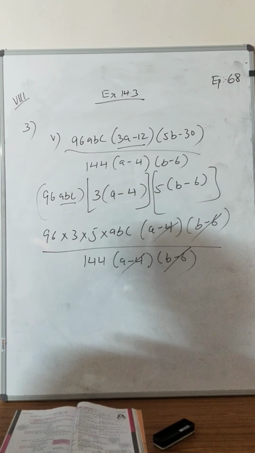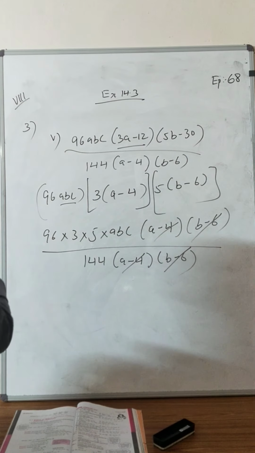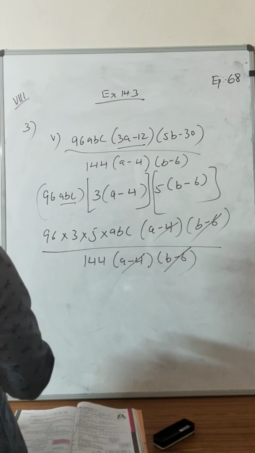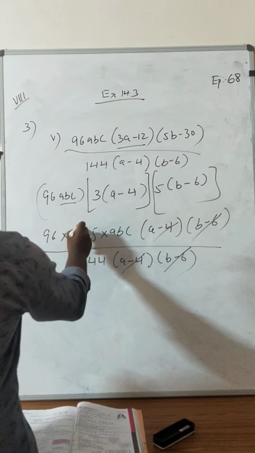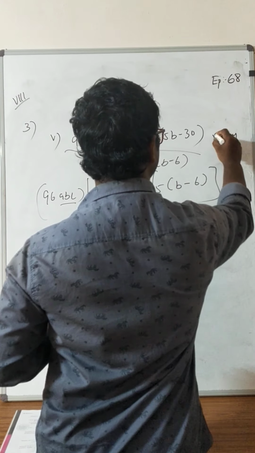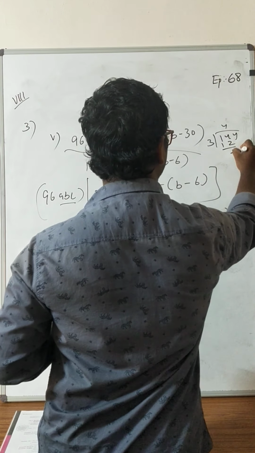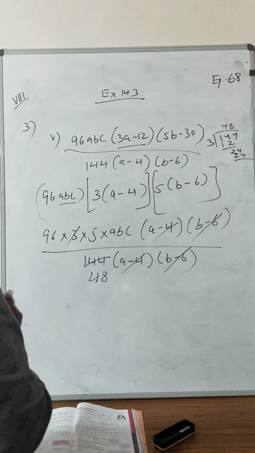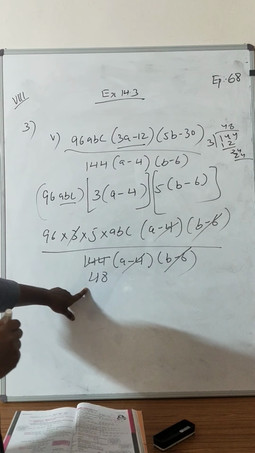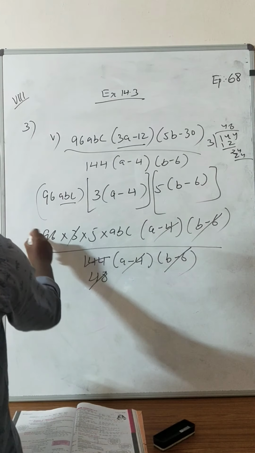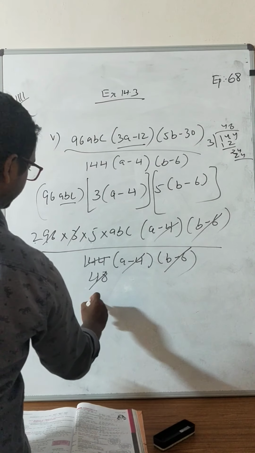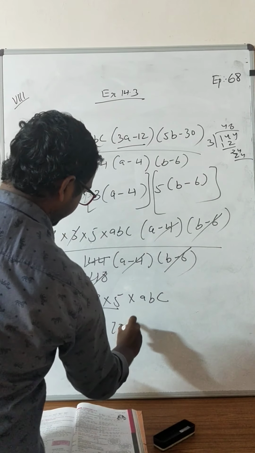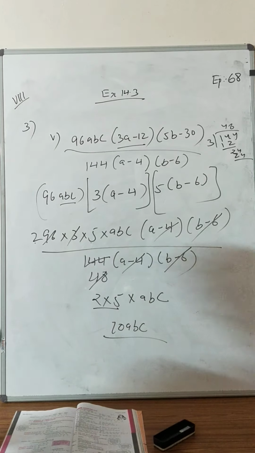Now 96, 6 to 12. Okay, what I am going to do is divide this by 3. 3, 4, 4; 3, 12; 2, 4. Okay, 144 divided by 3, how much is it? 3, 4, 12; 2, 4; 3, 8, 24. So I will get 48 here. Okay, now 96 and 48 we can divide. 48 to the 96, so 2. And 5, so 2 into 5 into ABC is the answer we are getting. 2 into 5 is 10. A into B into C, 10 ABC is our final answer.